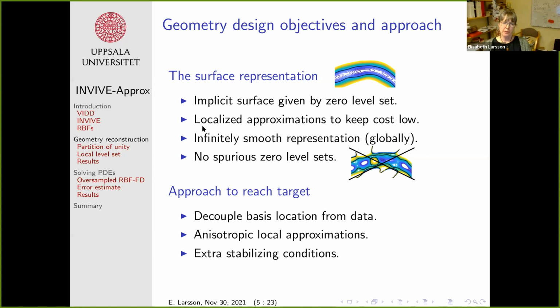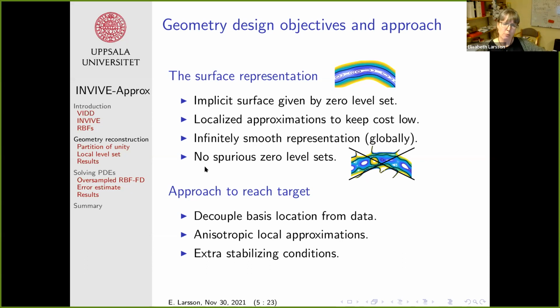It needs to be cheap. I mean, in the best case, we should be able to run this in a hospital, not on a supercomputer, but on a regular computer. So we use localized approximation because this is cheaper, of course. We make an infinitely smooth representation. This is, of course, not necessary. I mean, we could have a piecewise smooth patient, that would be okay. But we make it smooth because we want to have a high order PDE solving method later. And then we need the geometry to be smooth. And this is also reasonable from the physiological perspective that it would actually be smooth.